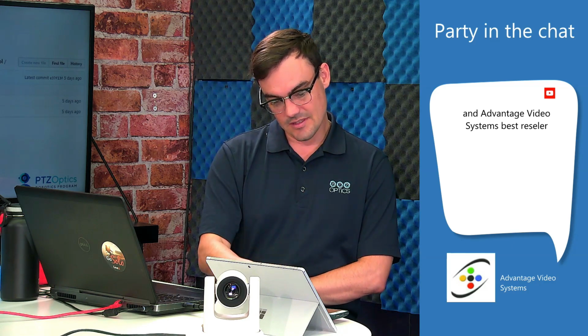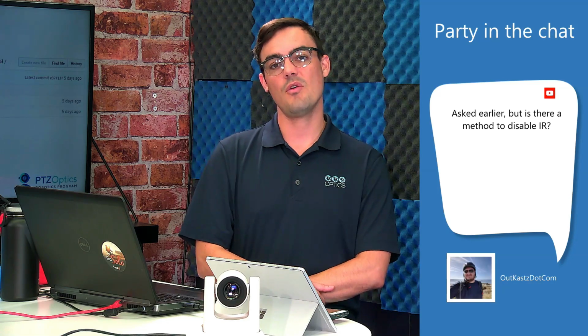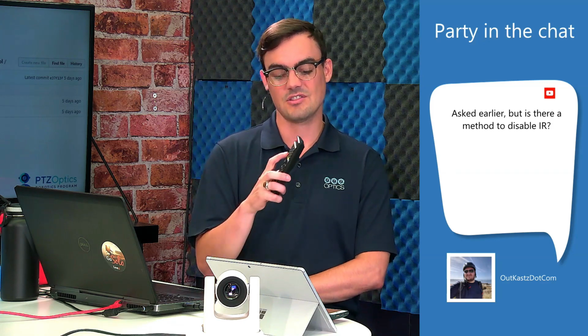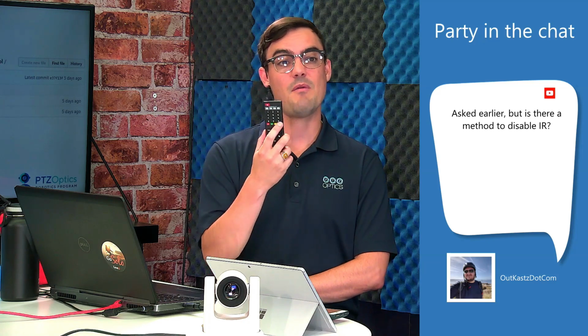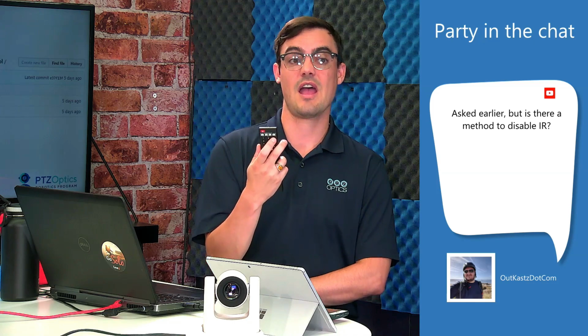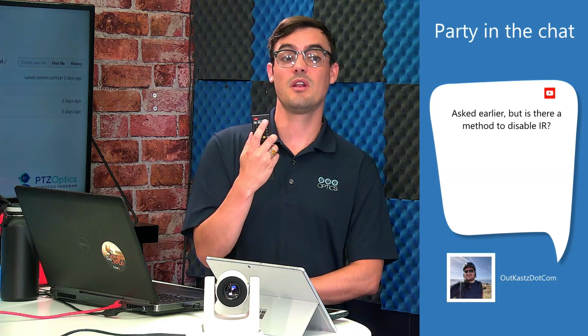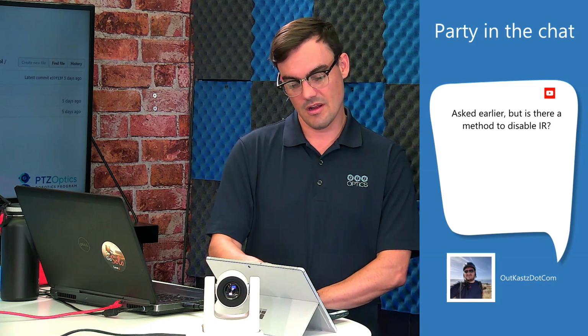Now, let's see. Is there a way to disable the IR remote control? As far as I know, there is not. One thing you could do, we looked at that star pound F4, for example, and that would put it on camera 4. Most people never even touch those. So if you do that, it's unlikely that the camera will respond to the IR remote unless someone knows to put it on that number 4. That's as far as I know regarding that.